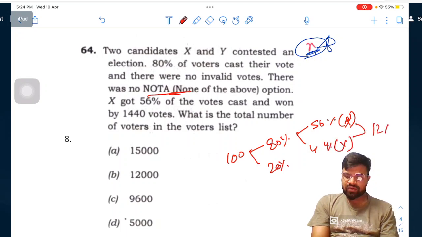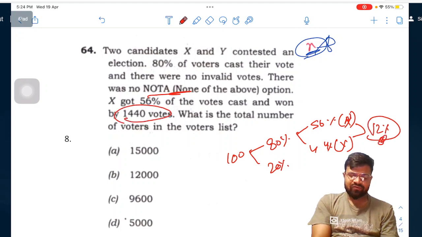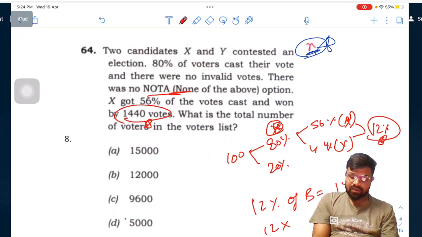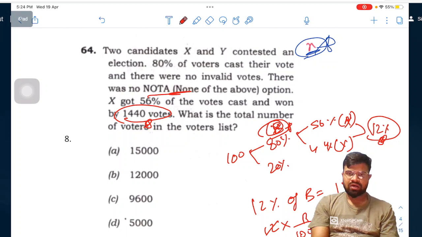Now this difference is 12%. This 12% is 1440 votes, which is given in the question. Let's suppose the number of votes cast is b. So 12% of b is 1440, that is 12 into b by 100 is equal to 1440. 12 into 12 is 144, so b is equal to 12,000. That is the number of votes cast is 12,000.